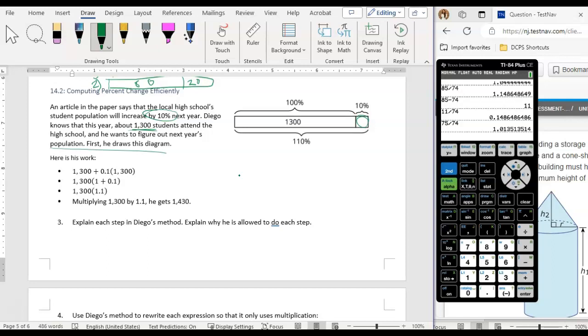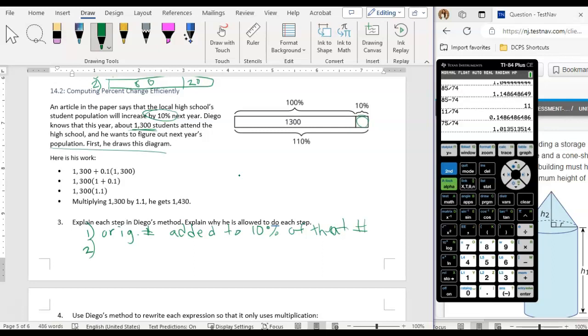He writes this as a problem. 1,300 plus 0.1 times 1,300. So this is taking the original amount plus 10% of 1,300. So step 1, original amount, or original number of students, added to 10% of that number.